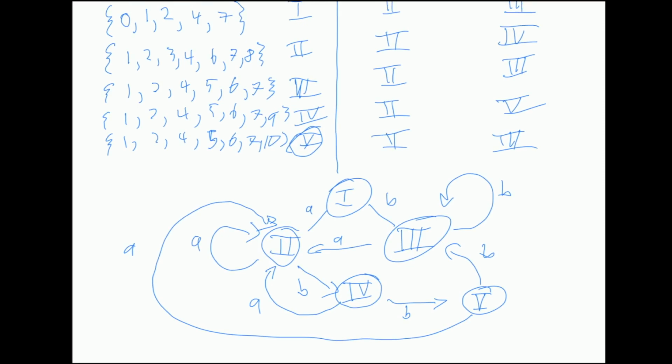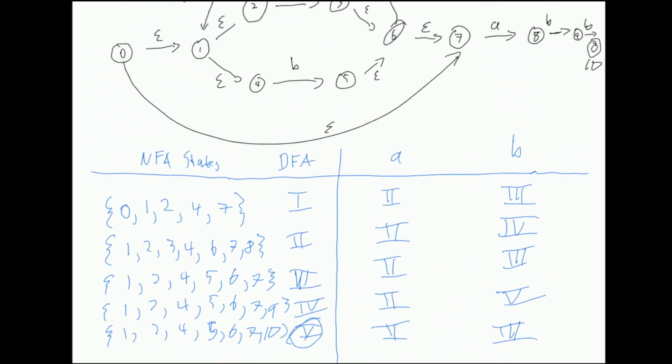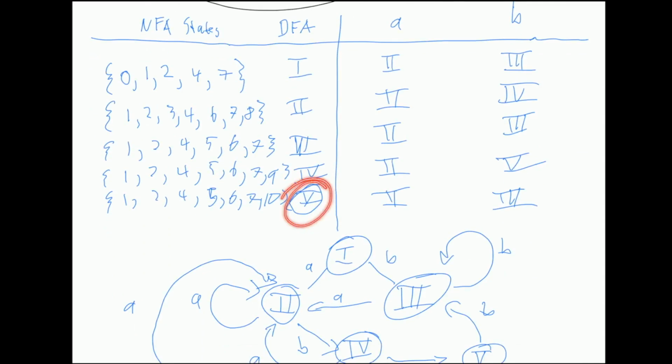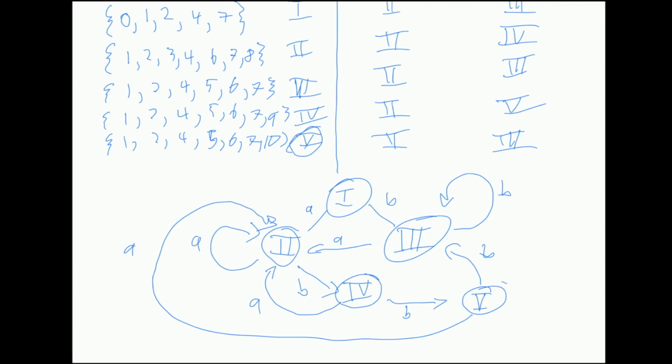Questions on this construction of the DFA? Yeah. Is there an accept state? Oh, yeah. So the accept state, as we pointed out before, is any state that has the NFA accept state. So state 10 was the accept state, and state 5 in our subset construction has the accept state. So yeah, good catch. State 5 is the accept state for this DFA.